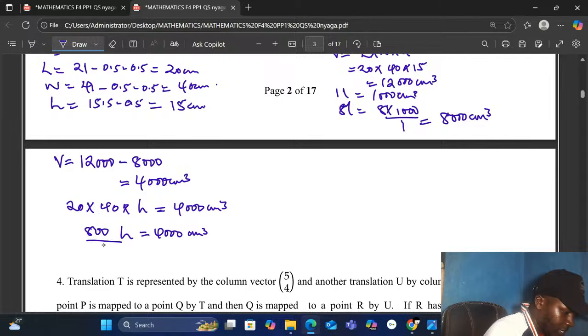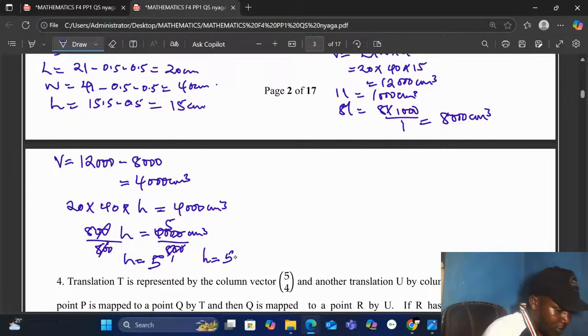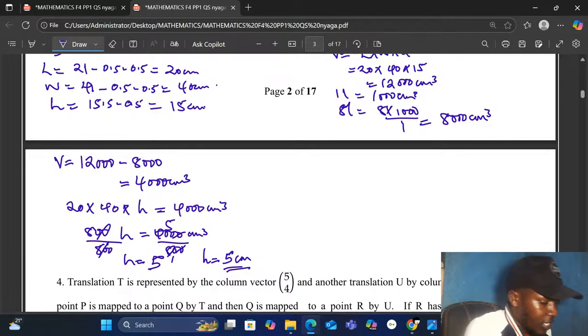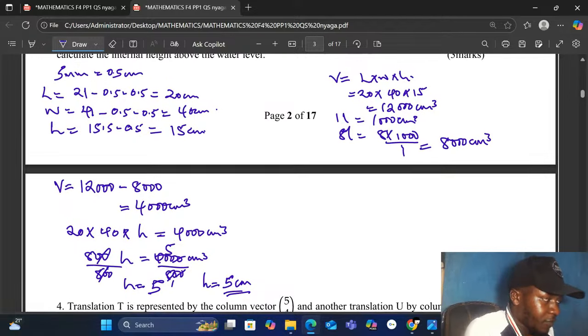Now we divide by 800 to find the value of h, the height. 8 into 40, 5 times, so the height is now 5. So the height that is not filled with water becomes 5 centimeters. So that is the height that is not filled with water.